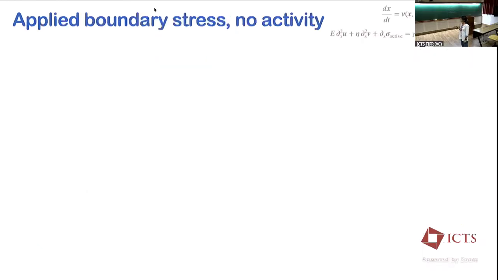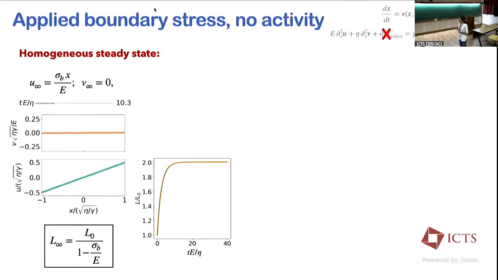So first is the passive limit of the model. There's no activity, so we neglect this active stress, and there's no density field for now. We see that there are two special solutions in this model. In the first solution, the length of the domain grows for a while and then stops, and one can analytically compute this steady state length. So it's essentially a scaled version of the initial length, with the scaling dependent on this ratio of the applied boundary stress sigma B and E, which is the elasticity of the tissue.